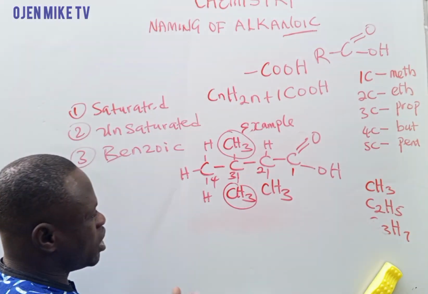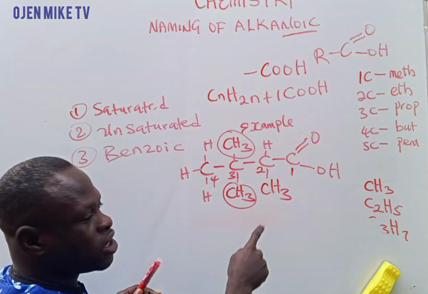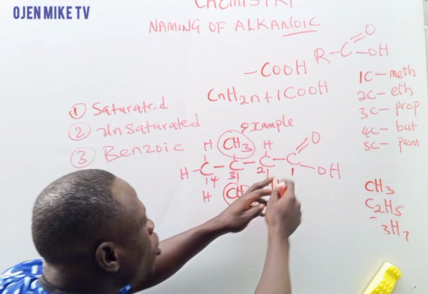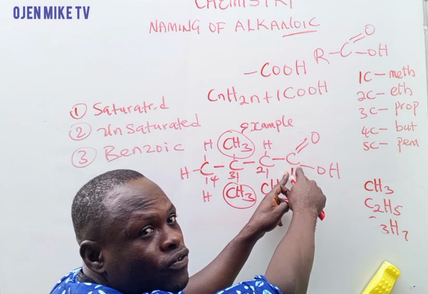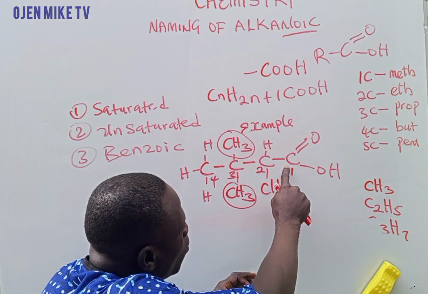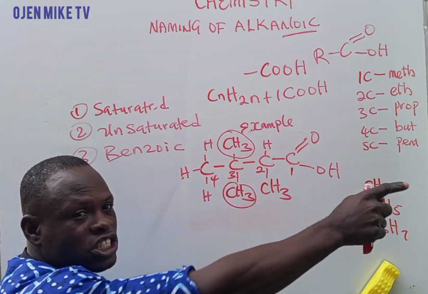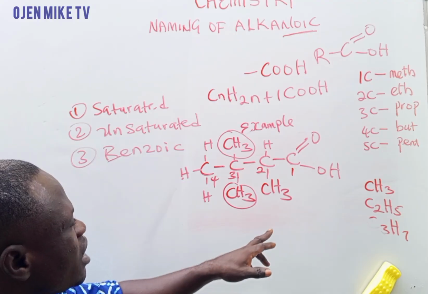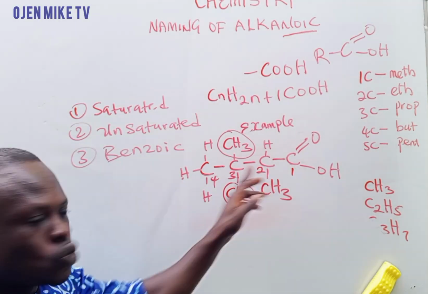How many children do we have? We have 3 children. 1, 2, 3. And we have the chain. So since there are 3 children, you must always start your naming from the functional group. So we have 1, 2, 3, 4. The chain is what? 4. That is our base. Is that understood? Now the first child is attached to carbon number what? Carbon number 2. So we say 2.